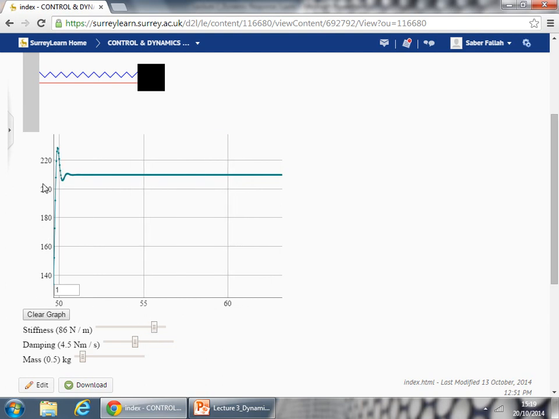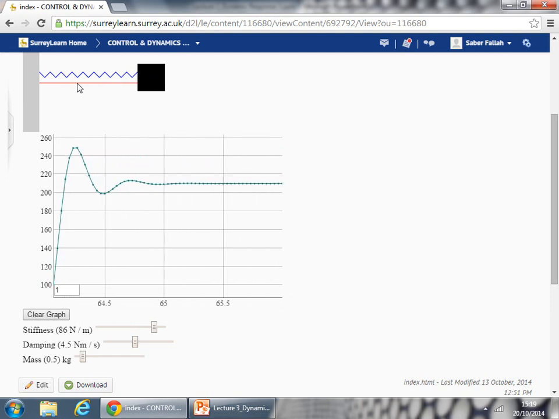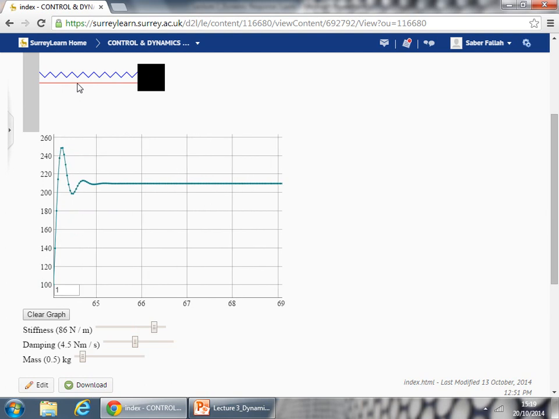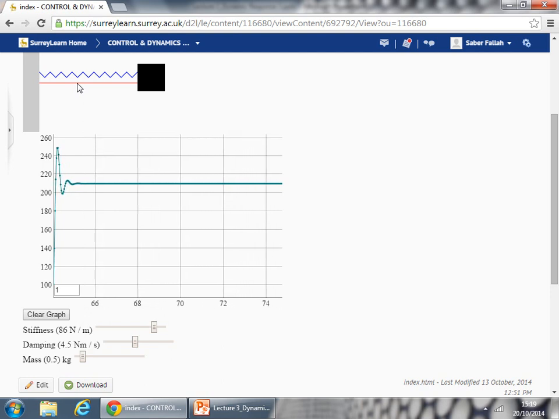So, but more oscillation. Go at home, take some time and try to play with these parameters and see how the response of the system will change when you change the natural frequency of the system and the damping ratio, by changing the properties of the system. Okay?